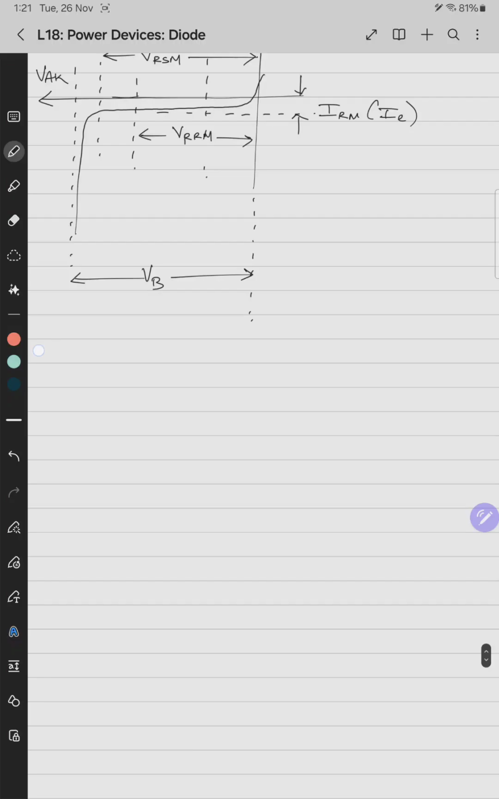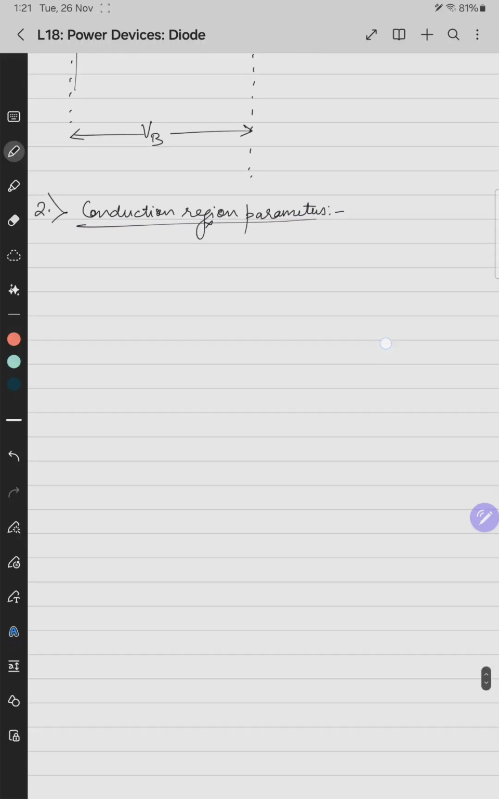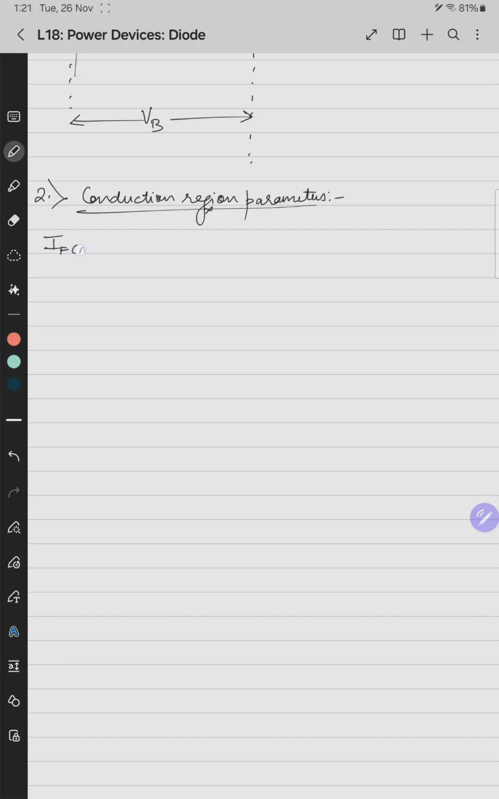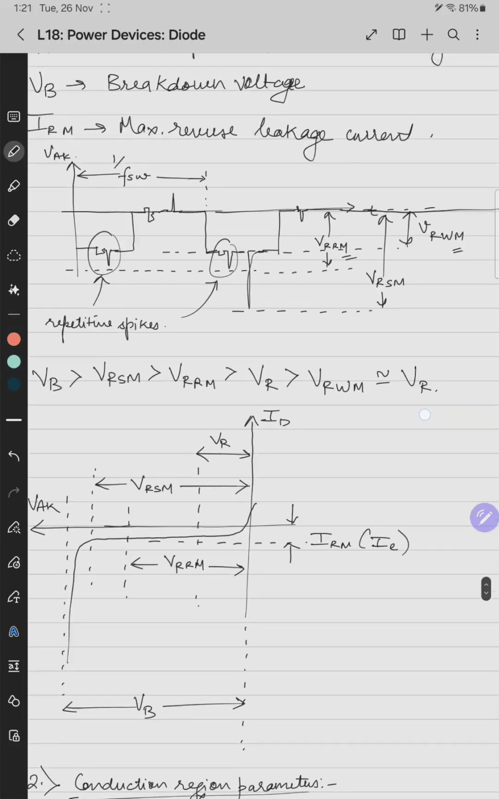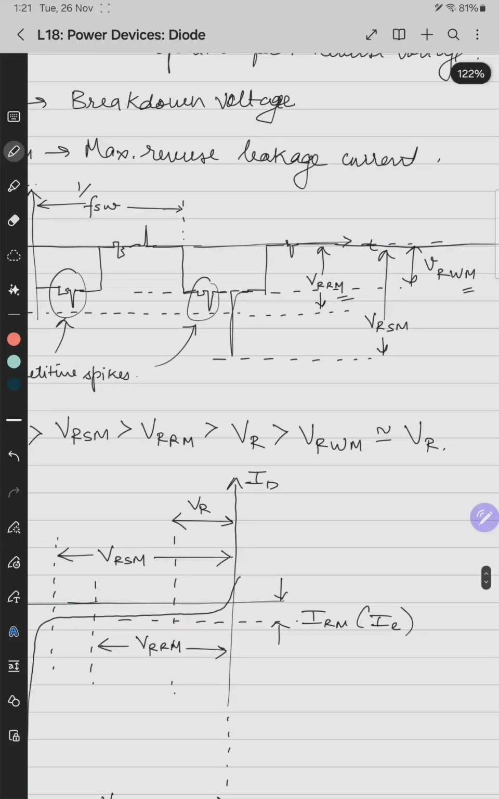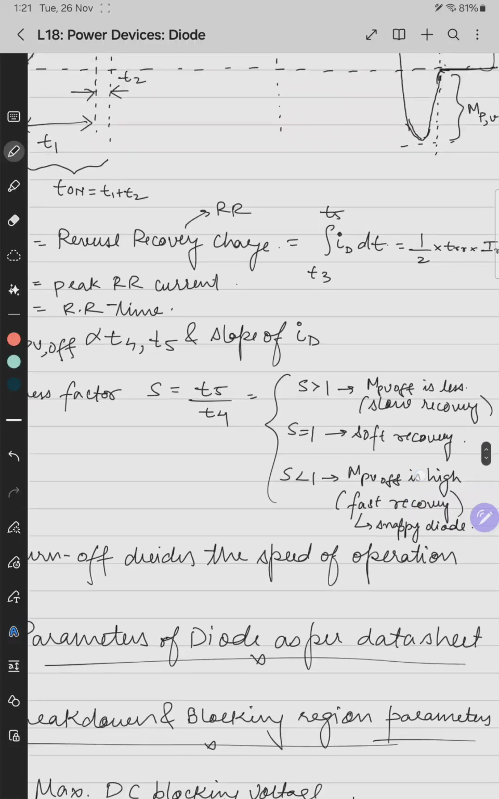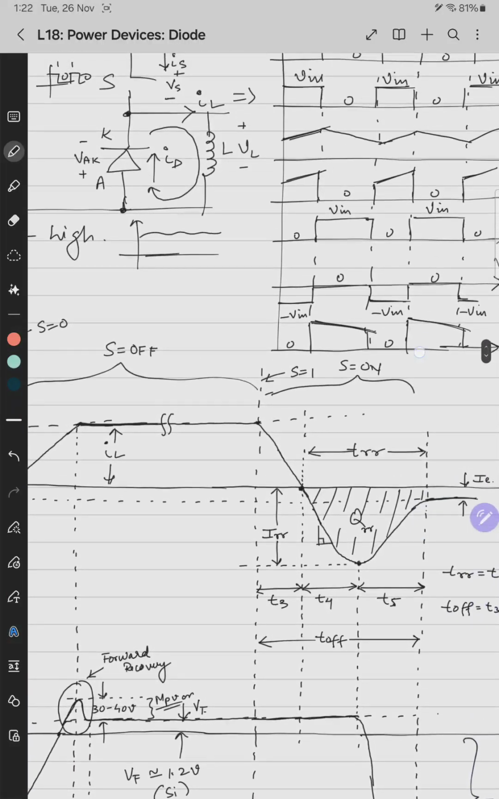Second, the conduction region or the turn-on region parameters. We have IF(AV), which is the maximum average forward current. Basically, why I have drawn a square waveform and not a sinusoidal waveform is because I have taken the example of the test circuit which is given here.